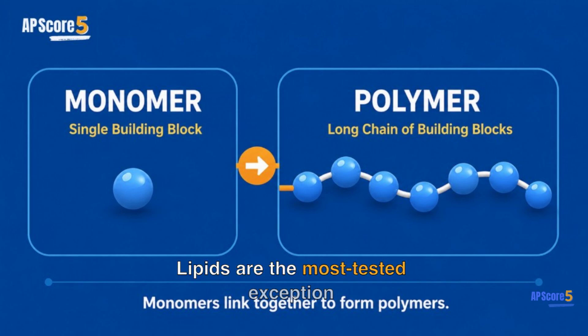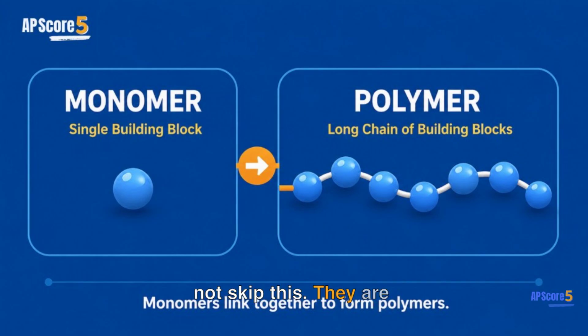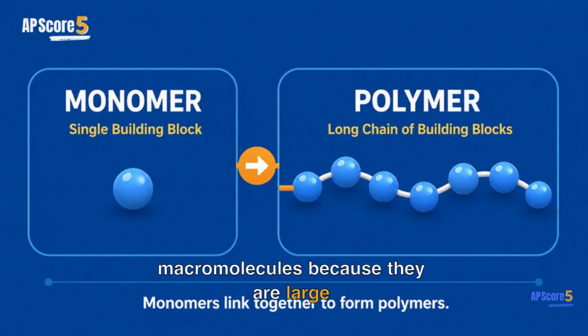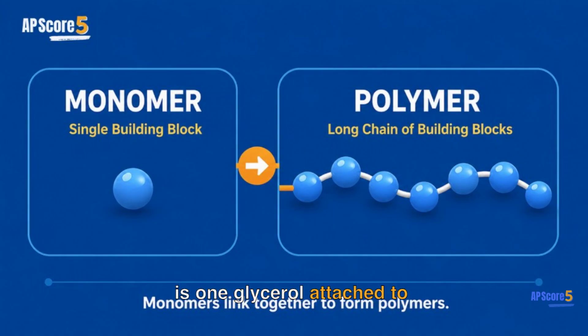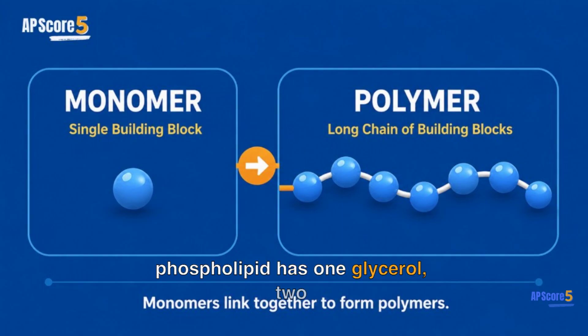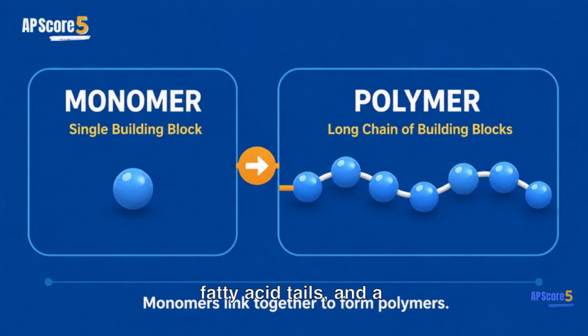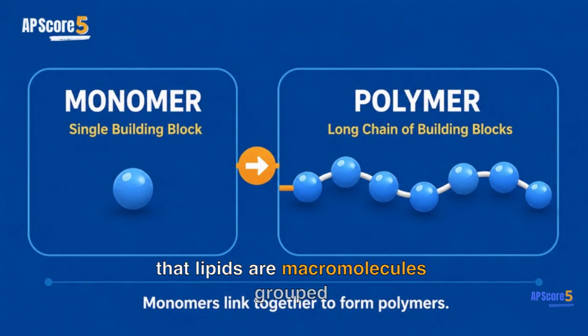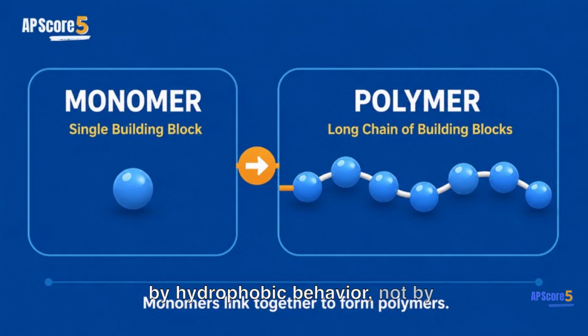Lipids are the most tested exception in Unit 1, so do not skip this. They are macromolecules because they are large biological molecules, but they are not classic polymers because they are not built from many identical repeating monomers. A triglyceride is one glycerol attached to 3 fatty acids, while a phospholipid has 1 glycerol, 2 fatty acid tails, and a phosphate head. The safe AP wording is that lipids are macromolecules grouped by hydrophobic behavior, not by repeating monomer chains.